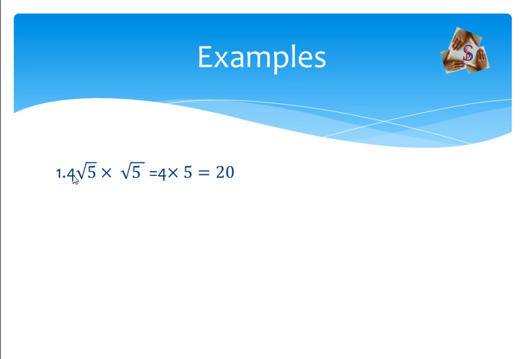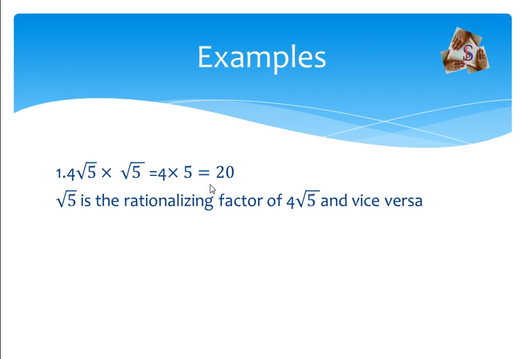So when I multiply this irrational number with another irrational number, the resultant that I get is rational. So it is 4 into root 5 into root 5 is 5. So 4 into 5, that is 20. So if the product of an irrational number with another irrational number is a rational number, then 4 root 5 is the rationalizing factor of root 5 and vice versa.